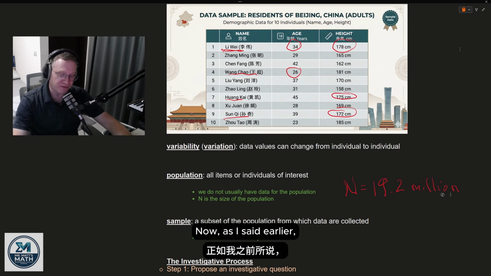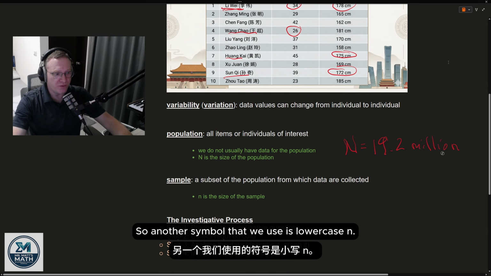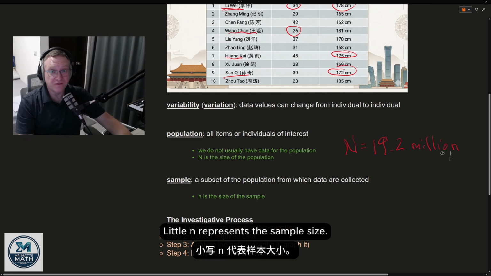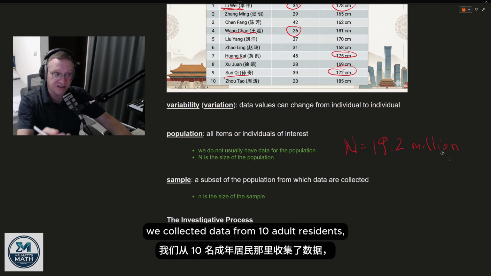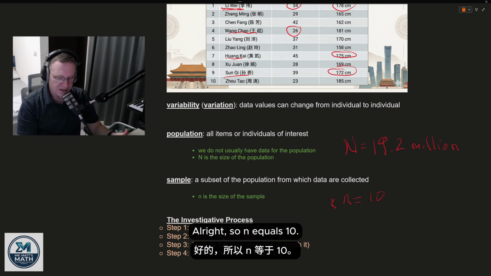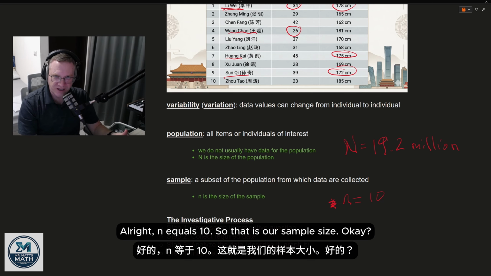Now, as I said earlier, we do use some symbols to often represent information. So another symbol that we use is lowercase n. So big N represents the population size. Little n represents the sample size. So since our sample here, we collected data from 10 adult residents, in that case, what we would do is we would just write n equals 10. All right. So n equals 10. I'm sorry about this little scribble here. All right, n equals 10. So that is our sample size.